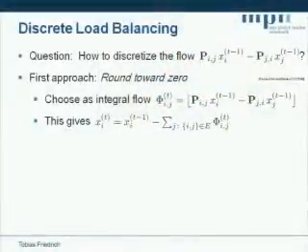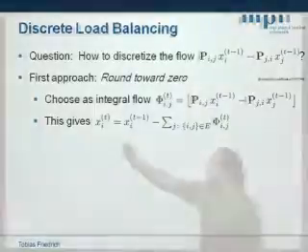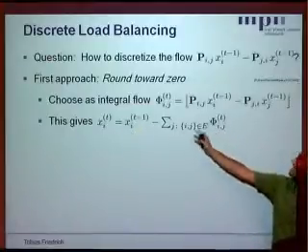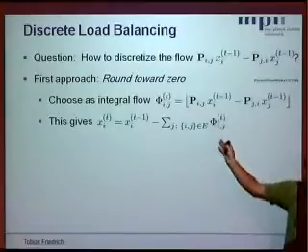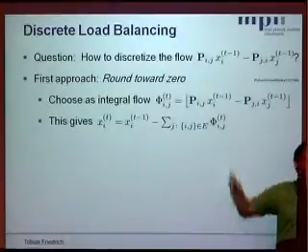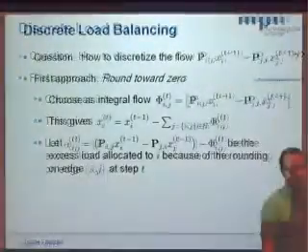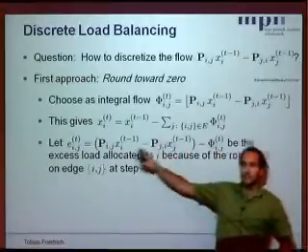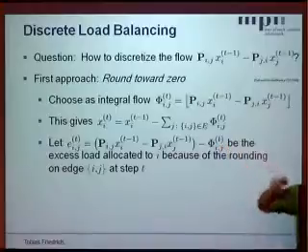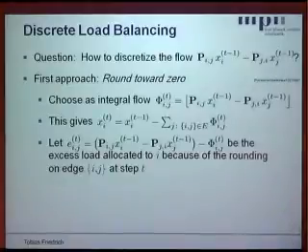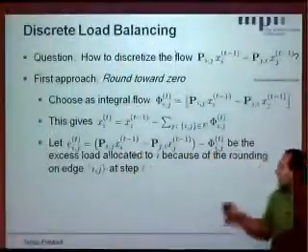We can now describe our process again with equations, which means the new load is the old load minus what we are sending out. That's the flow from i to all its j neighbors. And using this e_ij, this is the last notation I'm introducing, is the difference between what we are sending in the continuous case and what we are sending in the discrete case. So this is kind of the excess we have because of the rounding. Because we can't split our tokens arbitrarily, we make this kind of mistake. So this is the excess load allocated because of the rounding.